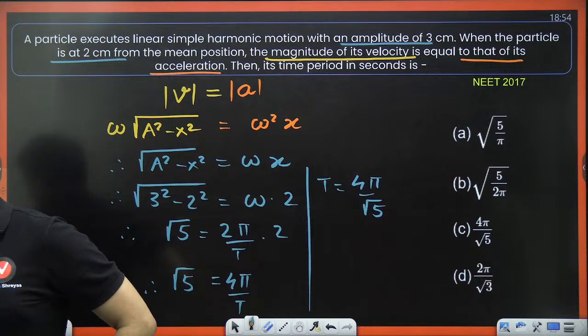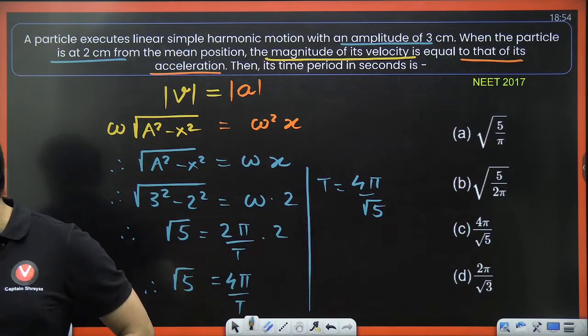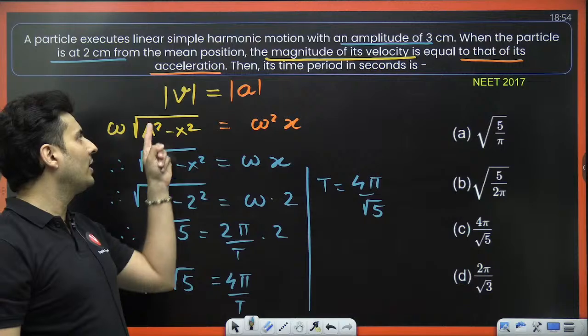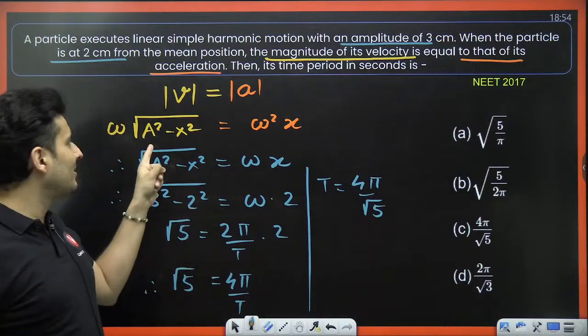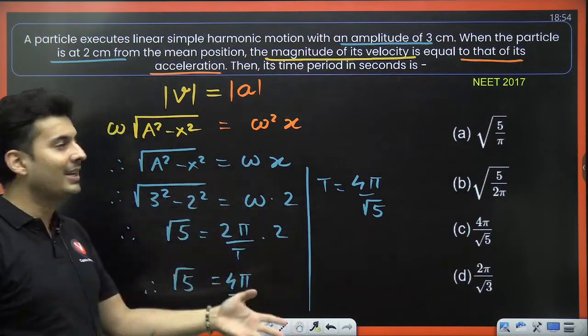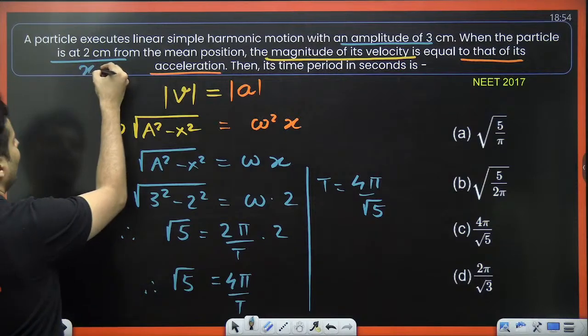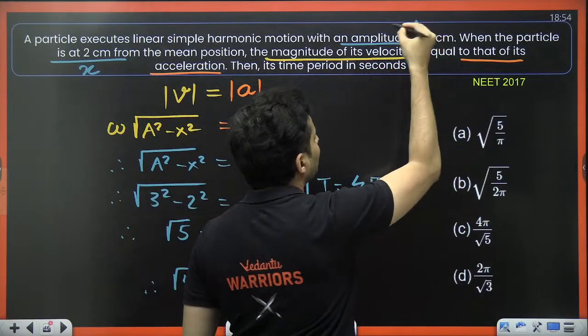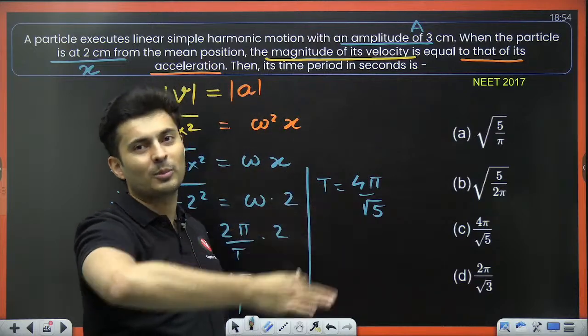No, it's not B. Time period is mentioned, time is not mentioned. That's the reason why we did not use the other equation. We used these equations in terms of x, because this was exactly your x. This was basically your A. That's how you will understand which formula to use.